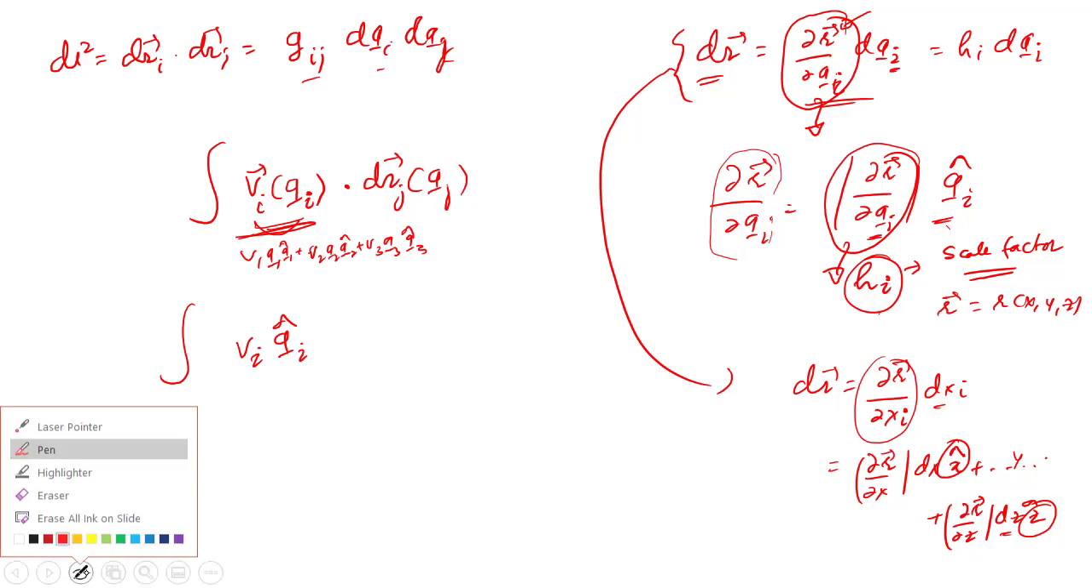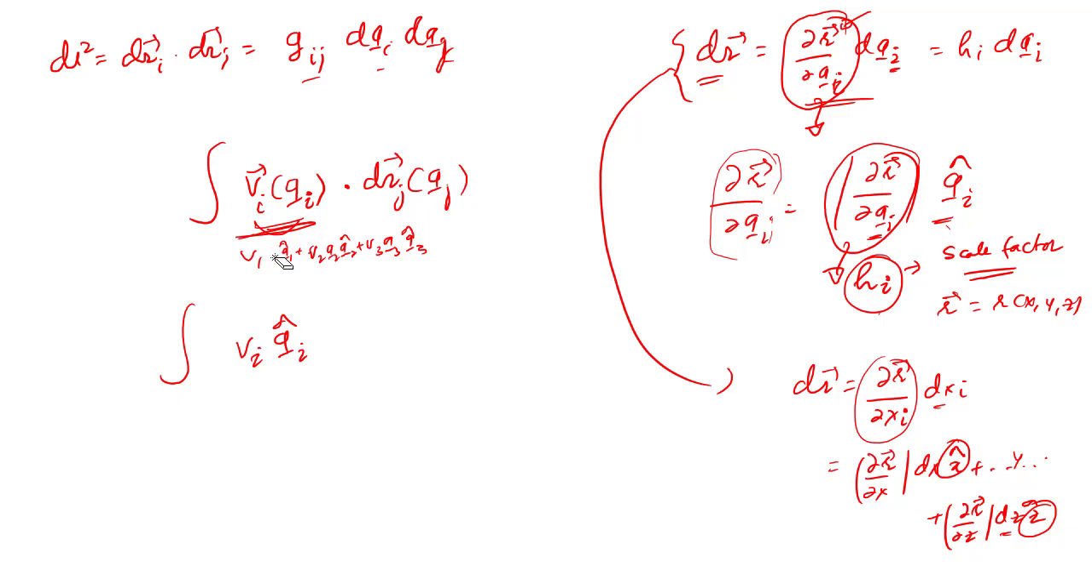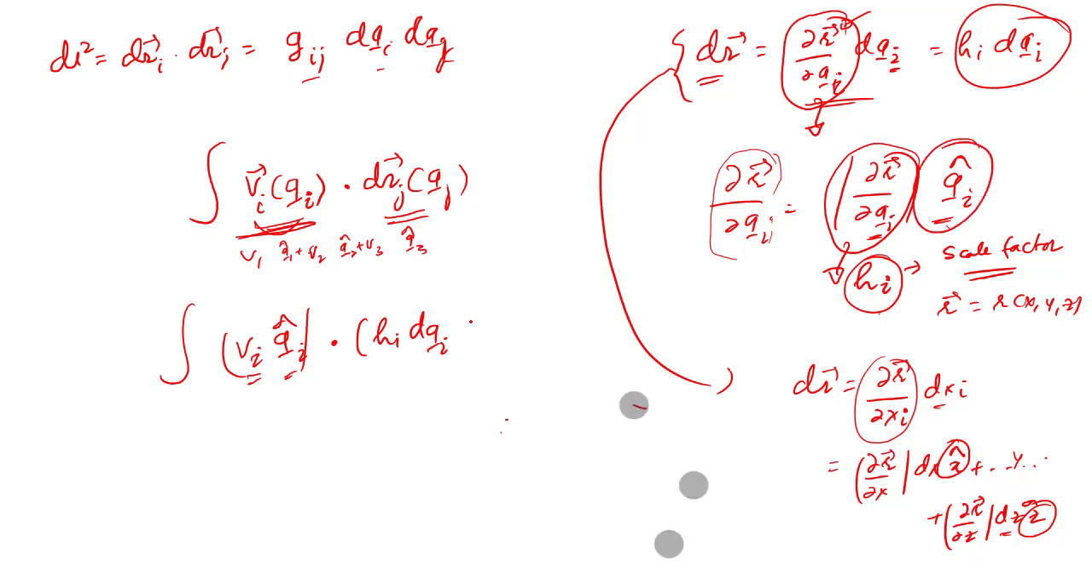Sorry, I wrote it wrong here. Excuse me. So this should not be q1. It's just v1, v2, and v3 along q3. I repeated that, that's my fault. So then I have vi qi, where vi is a component along qi, dot dr. I have hi dqi as the magnitude, and the direction is qj, because we chose a different index here.